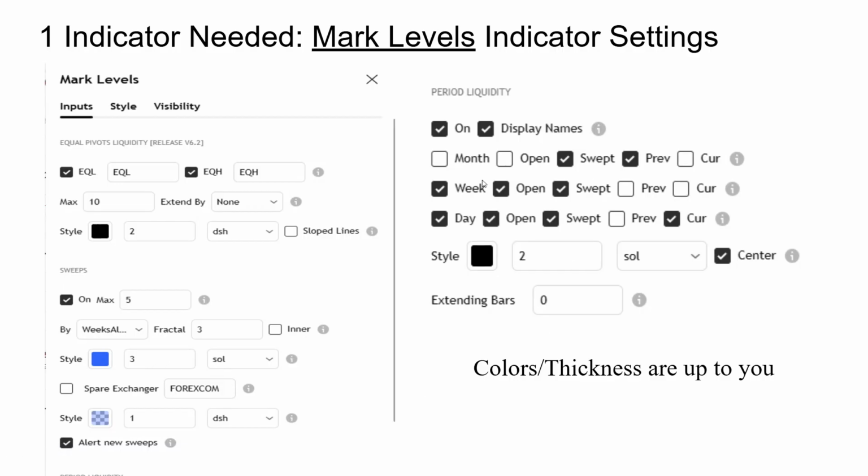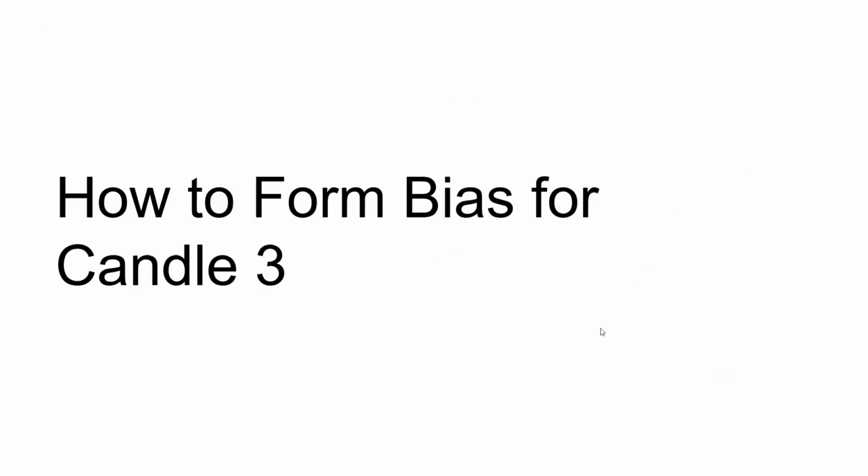The rest of these will be up to you in terms of if you want to see the open price of the day, the high of the day, or low of the day. These are my settings. I don't care about the monthly levels. I'm not really concerned with the day. This is the most important thing to me: I want to know the daily open price and the current high of the day and low of the day. That's really the main thing that I want to see. So again, color and thickness is up to you.